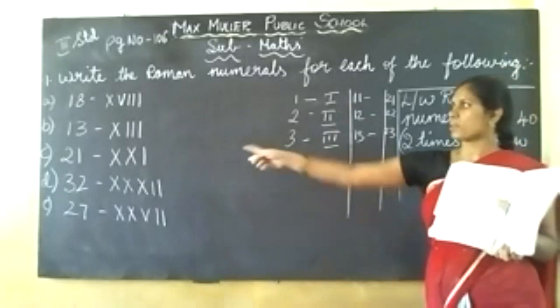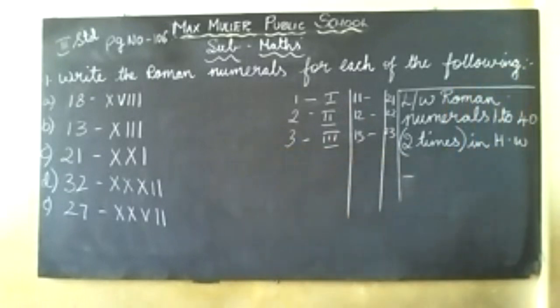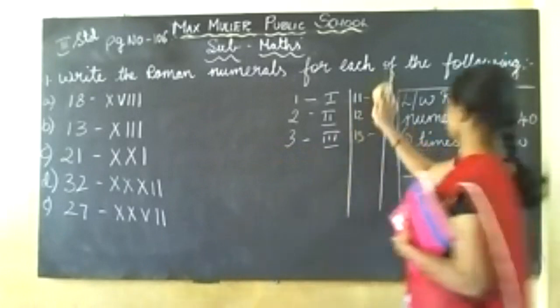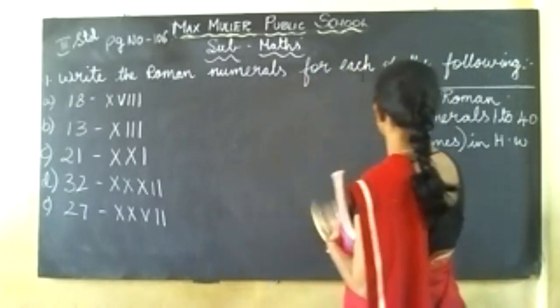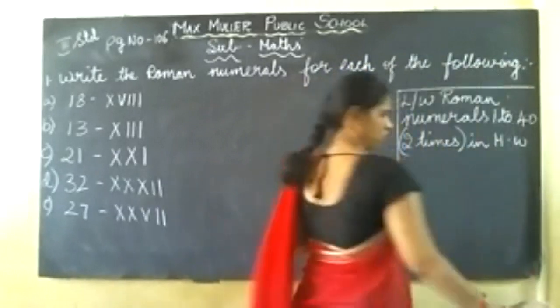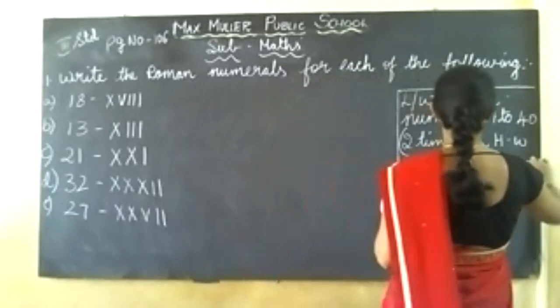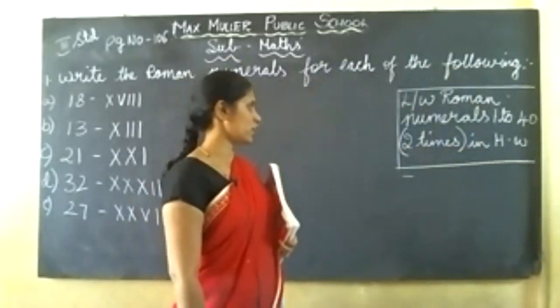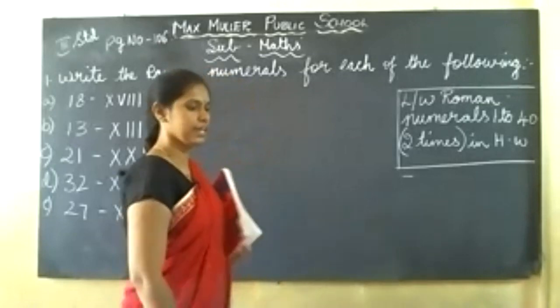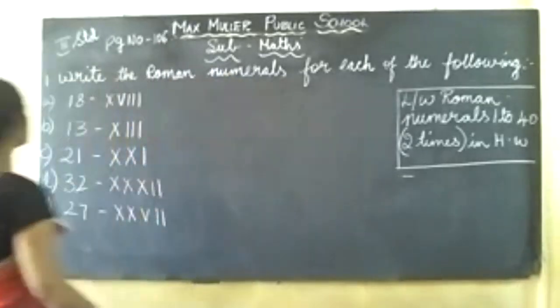Understood all of you? Copy down fast that one. Finish it fast. This is your homework. You have to write in the homework book. Learn and write Roman numerals 1 to 40 2 times in the homework book. Next, second main.